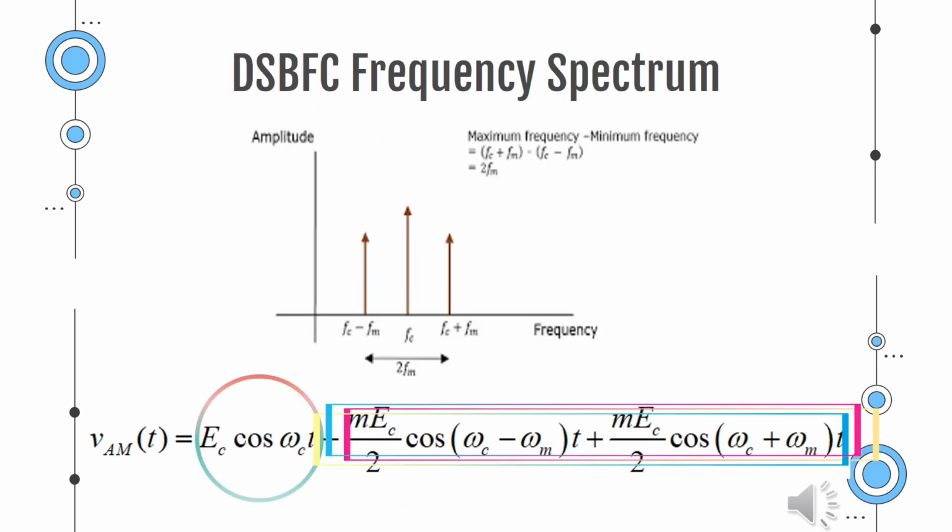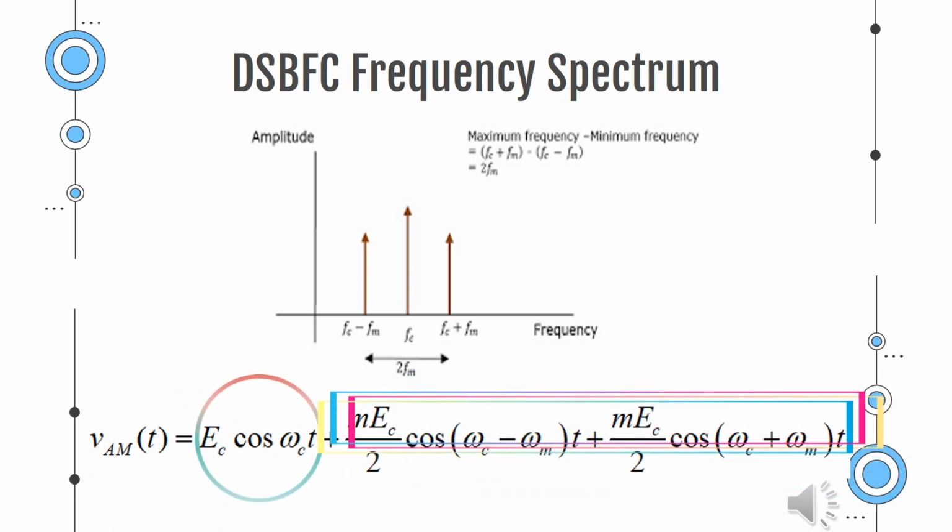So here are the frequency spectrum and the formula to calculate double sideband full carrier. As you can see in the spectrum, the carrier signal is always situated in the middle of the two sidebands. So to calculate, the first part of the equation in the circle is for the carrier signal, while the latter is to calculate the double sidebands.